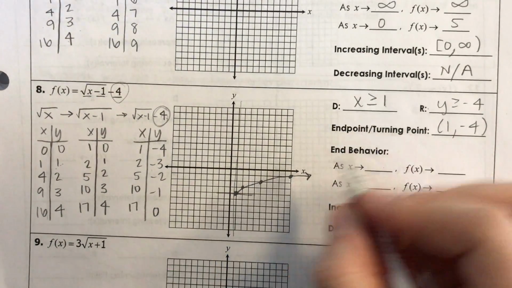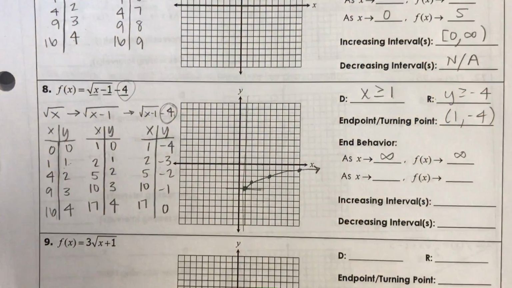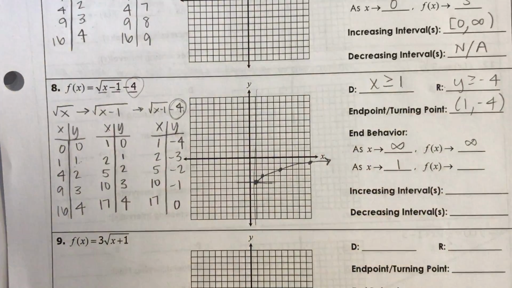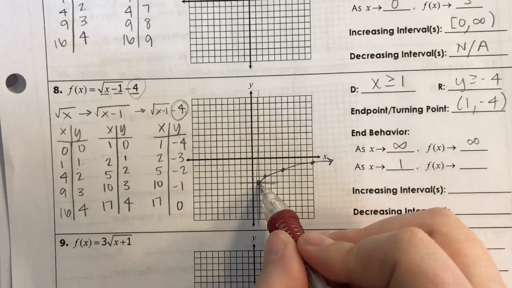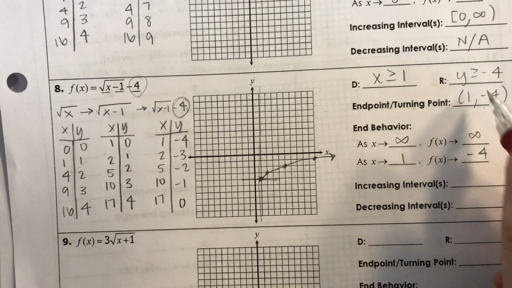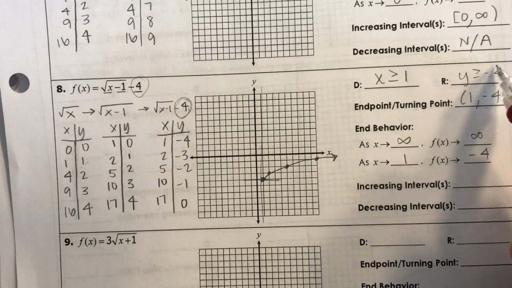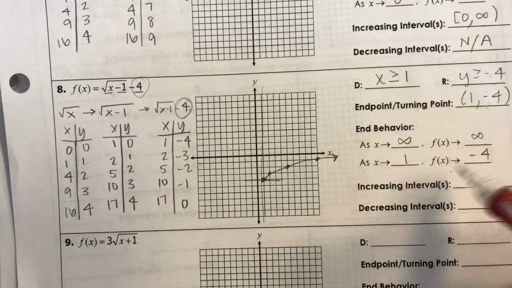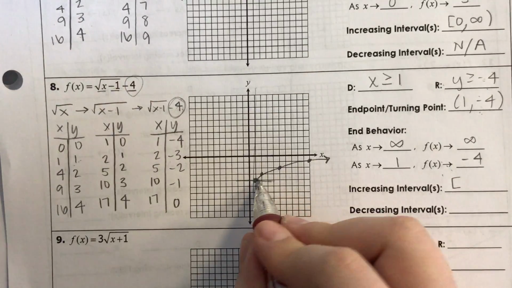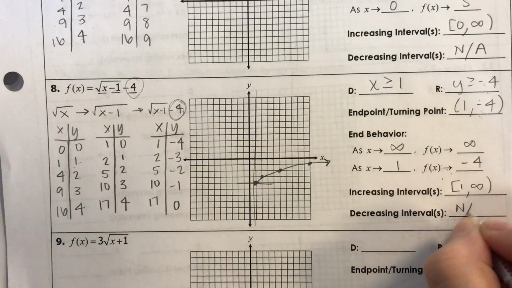Okay, as x goes to infinity, my function also goes to infinity. As x gets closer and closer to 1, my function gets closer and closer to -4. This and this will always be the same. Okay, and this. These three will always be related. Okay, it's increasing always, so from 1 until infinity, and it's never decreasing.